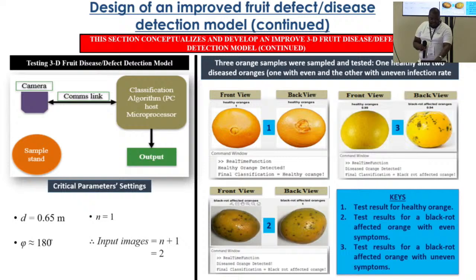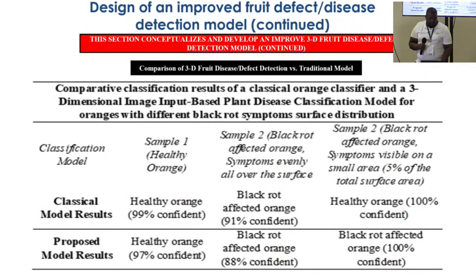In testing this model, I chose 3 samples. The first sample was healthy, more like a control. The second sample was diseased, with a uniform distribution of disease symptoms. The third was a diseased sample where the rest of the orange was healthy with just a few symptoms. I tested this model on all these 3 cases. All the results came positive; it classified correctly. I then compared the proposed model versus the traditional model.